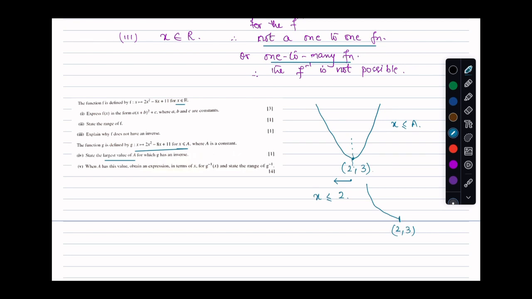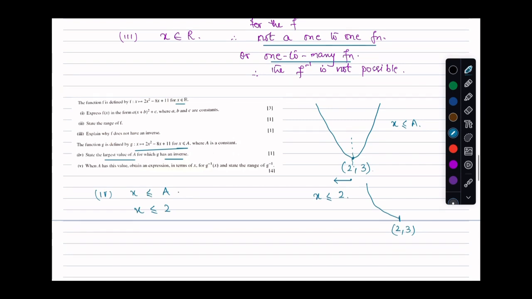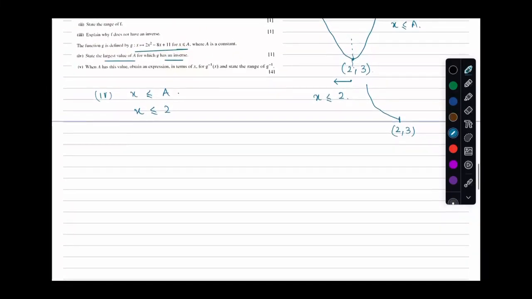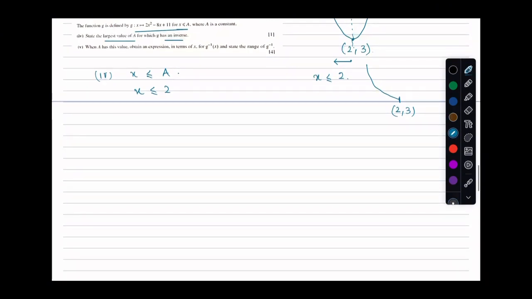So for the fourth part, my answer is that for x lesser or equal to a, the answer should be x lesser or equal to 2 for the inverse to be possible. Now, when a has this value, obtain an expression in terms of x for g inverse of x and state the range of g inverse of x also. All right, so if I have this value, now let's sketch the graph properly to understand the shape of the inverse function.